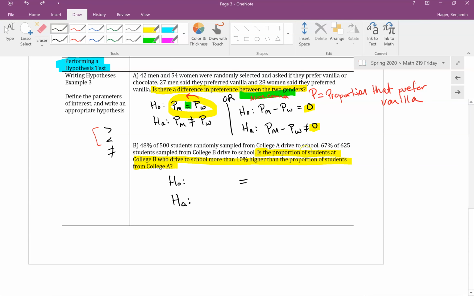So the question is, is the proportion of students that drive to college B more than 10% higher than the proportion that drive to college A? So if I take the proportion of B students minus the proportion of A students, the status quo would be that it's exactly 10%. The alternative would be that it's higher than 10%.